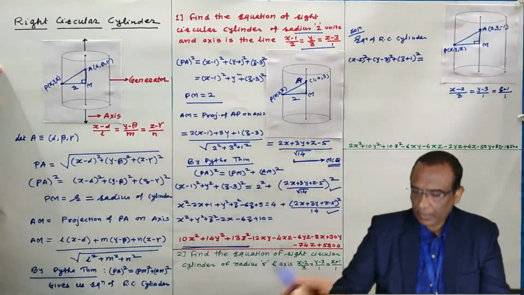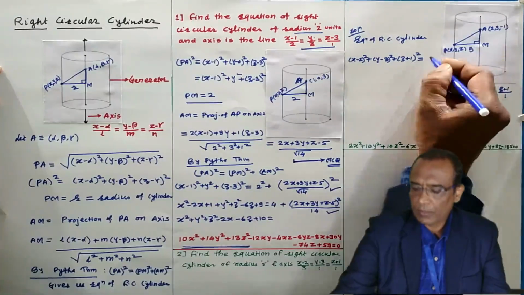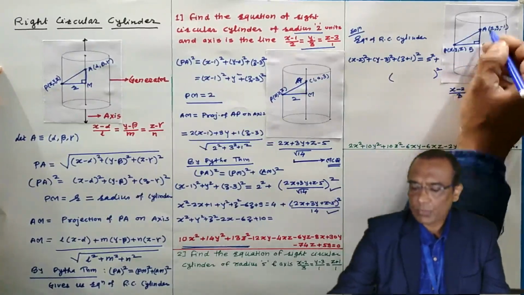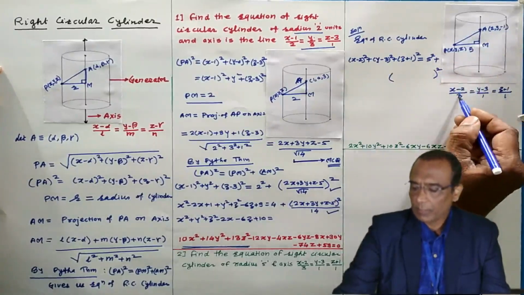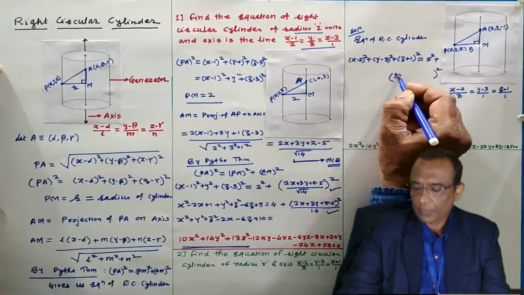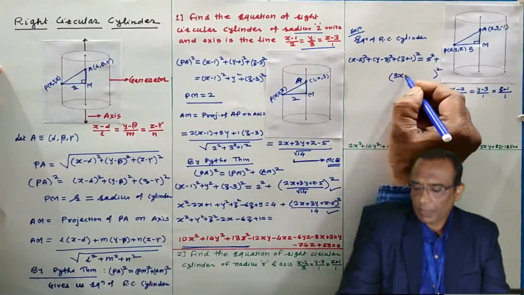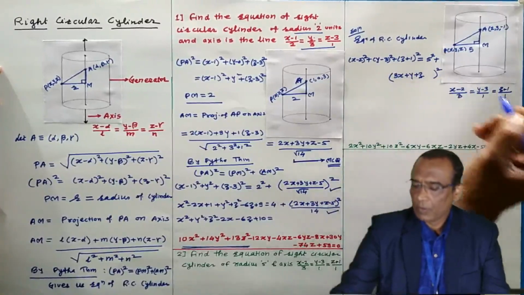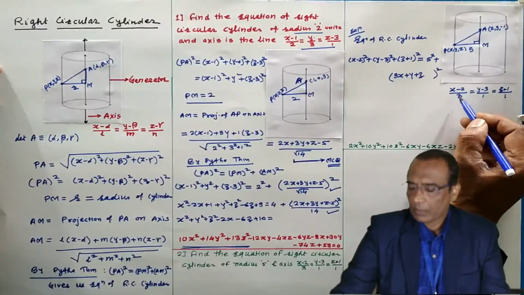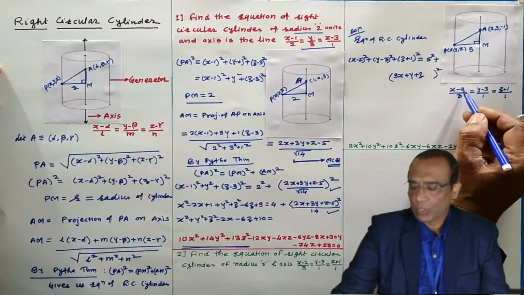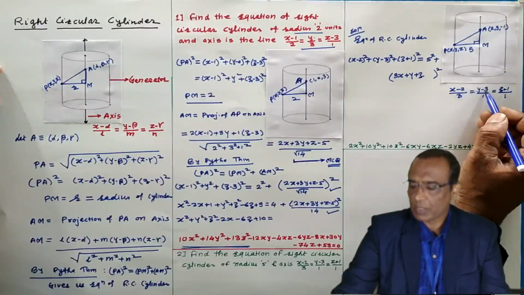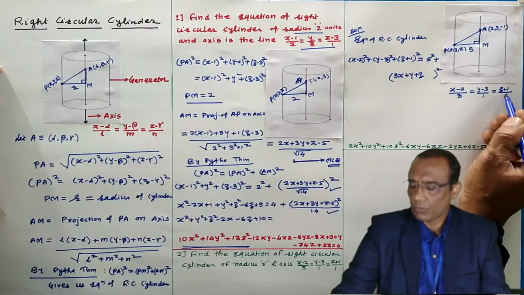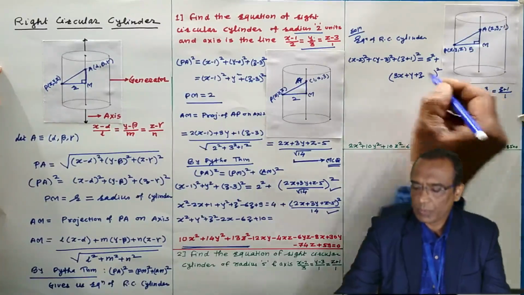The radius is 5, this is PM equal to 5. PM square plus AM square. Now AM square, how to write? 3 multiplied by x, 1 multiplied by y, 1 multiplied by z, and 3 multiplied by minus 2 is minus 6, minus 6 is minus 3, minus 9, the product of these two, plus 1 is minus 8.